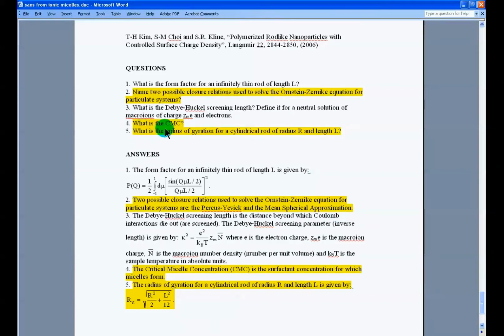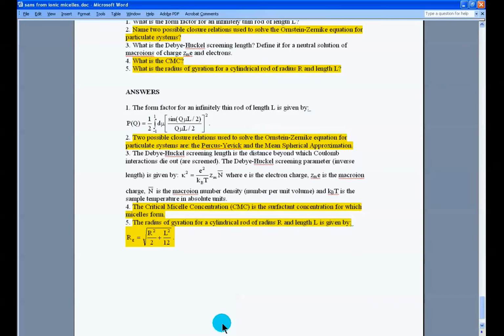Question 4, what is the CMC? That's the critical micelle concentration. This is the surfactant concentration for which micelles form. Question 5, what's the radius of gyration for a cylindrical rod of radius R and length L? We have seen this is equal to the square root of R squared over 2 plus L squared over 12.